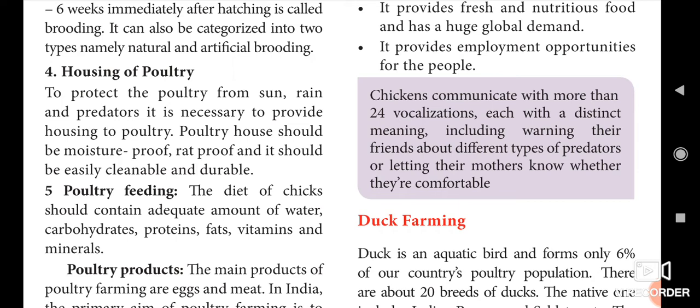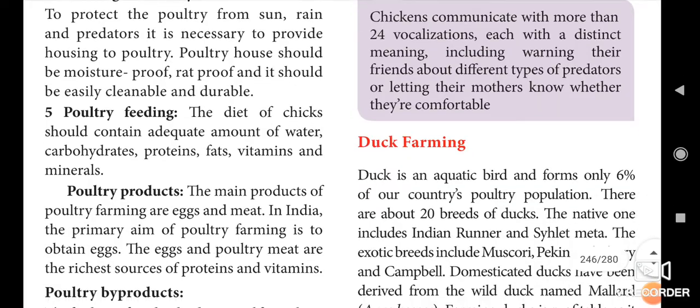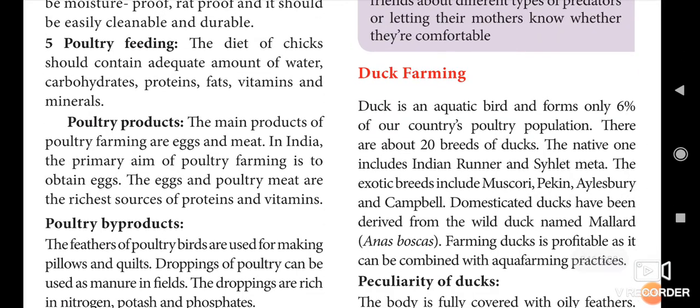Next we see about duck farming. Here the duck is an aquatic bird, and it forms only 6% of our country's poultry population. There are about 20 breeds of ducks. How many breeds? 20 breeds. 20 breeds means 20 varieties of ducks are present.